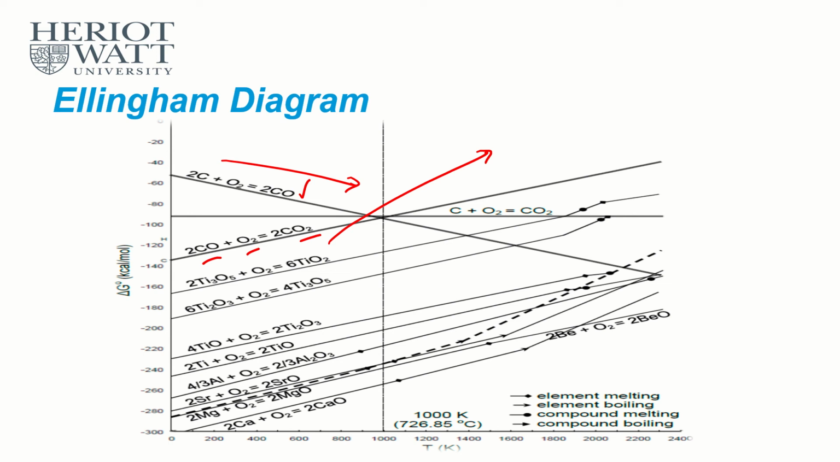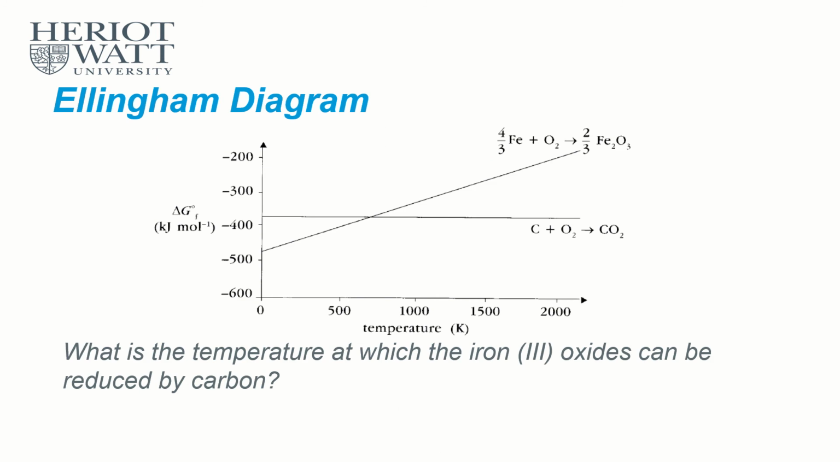Why is it so? In this video, we're going to learn how to interpret the Ellingham diagram. This diagram helps us determine the feasibility of a reaction at a certain temperature range. All right, let's move on.